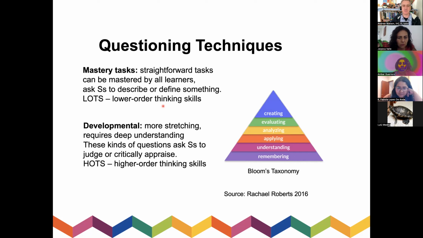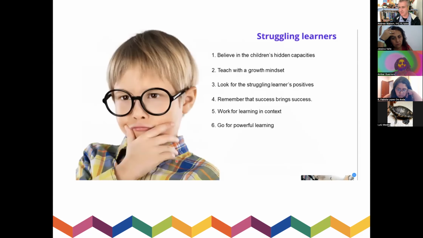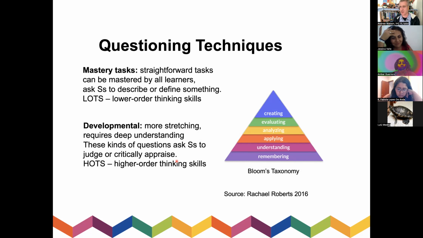Now, at the other end, the higher order thinking skills are questions that are more stretching, require deeper understanding. These kinds of questions ask students to judge or critically appraise, right? So, stronger students. What is the role of the tiger in the ecosystem? How important is the role of the tiger as a predator? Does it keep the ecological balance? Yeah. So already that's a much more challenging sort of question, isn't it?